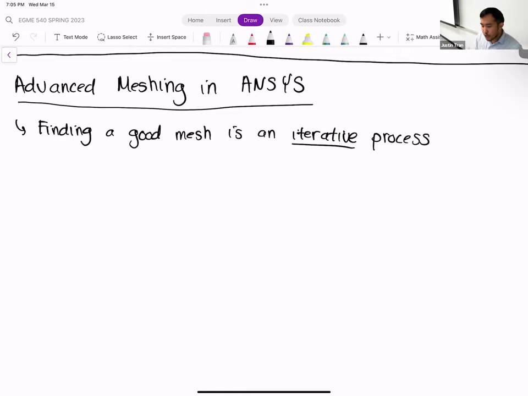Over time, by doing a lot of meshes and working with FEA a lot, you're naturally going to build a lot of intuition in terms of what features work the best for you, what's the best thing to do in certain geometries and certain situations. But a lot of that implicit knowledge takes time to build up, okay?